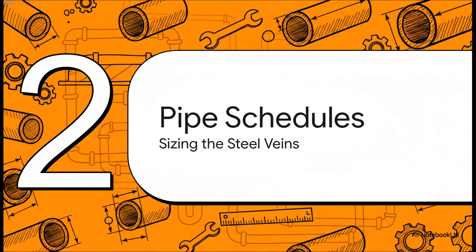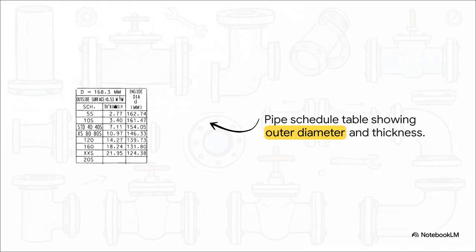Understanding pipe schedules. Since these pipes are so incredibly versatile, how do we actually size them? To do that, we really need to demystify a term you're going to hear constantly in engineering, the pipe schedule. Take a look at this standard specification table. Notice something interesting at the top left? The outer diameter, or D, is fixed at exactly 168.3 millimeters. That number stays locked in, it doesn't change whatsoever. But as you look down the schedule column, going from 5S up to 160 and XXS, the thickness numbers progressively increase. And because of that, the inside diameter gets smaller.